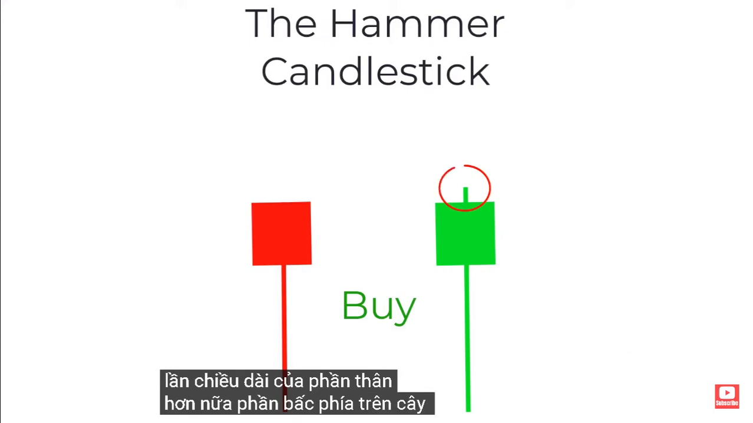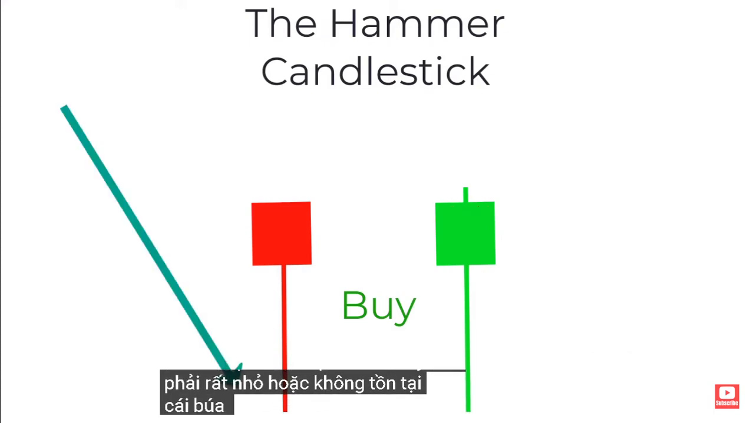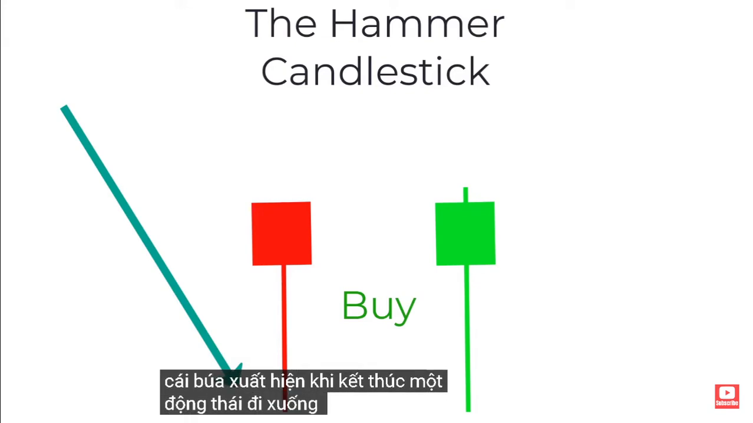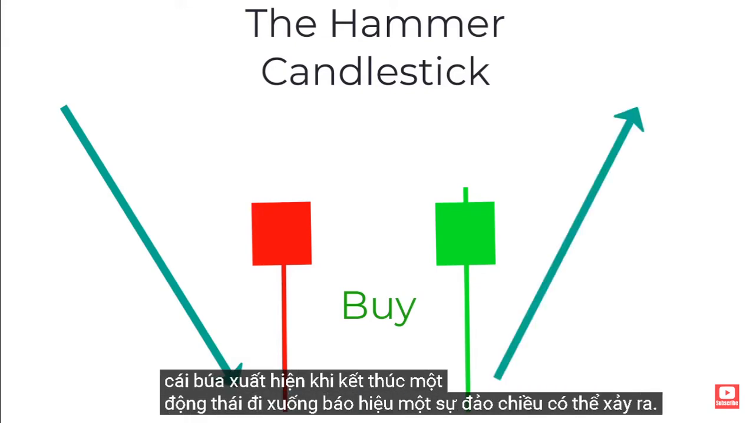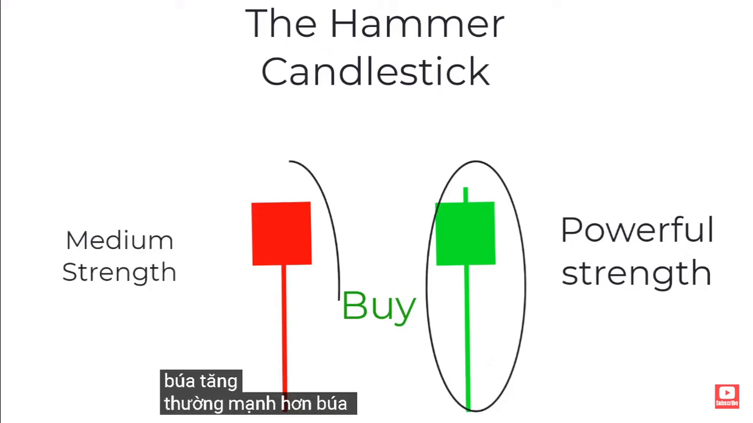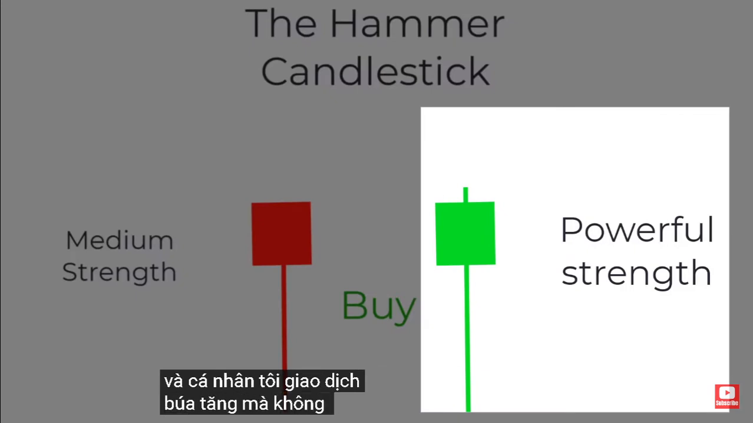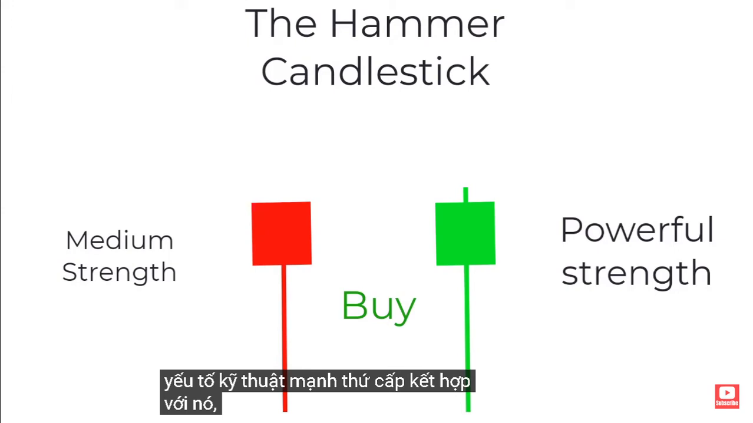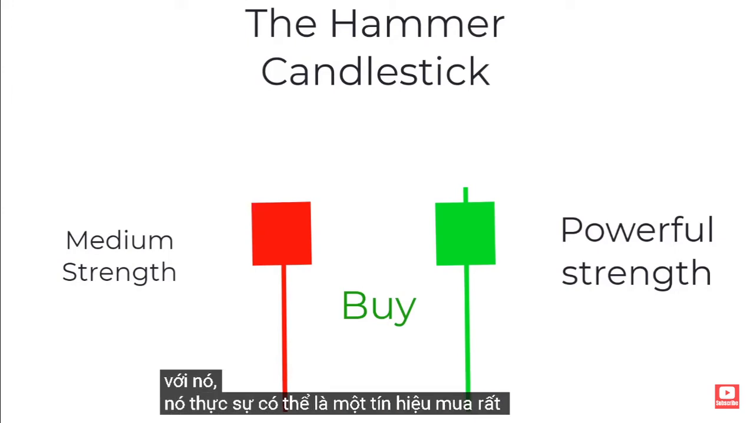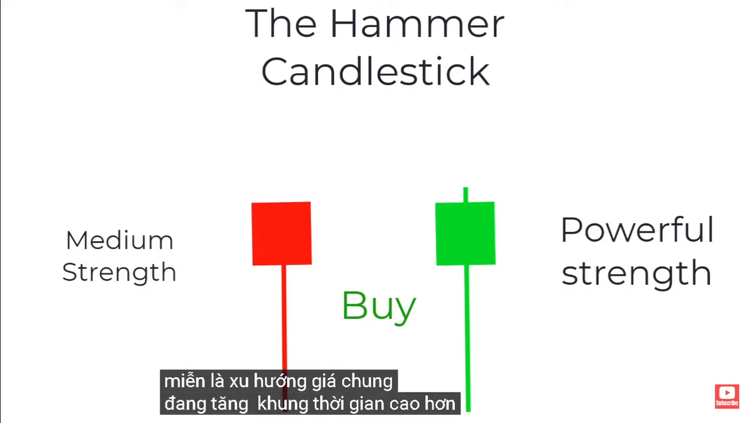Moreover, the wick above the candle should be very small or does not exist. The hammer shows up at the end of a down move, signaling a possible reversal. Nevertheless, the bullish hammer is usually stronger than the bearish hammer. And I personally trade the bullish hammer without demanding a secondary strong technical factor to be combined with it. It really can be a very powerful buy signal, as long as the general price trend is moving up on the higher time frames.